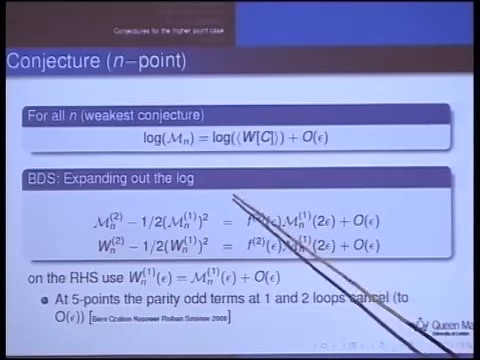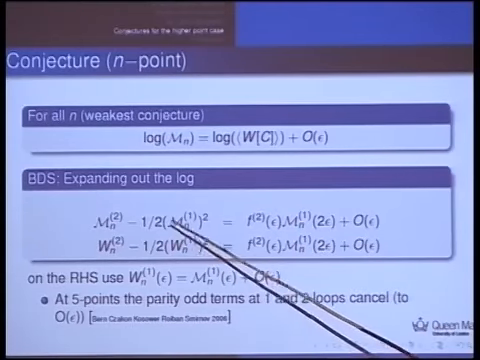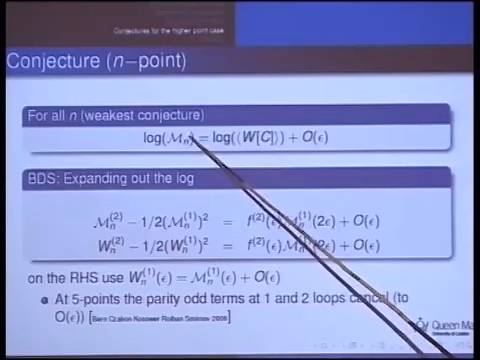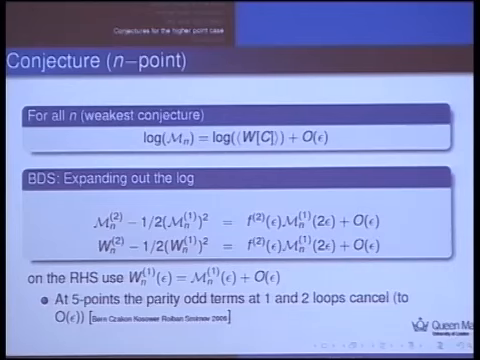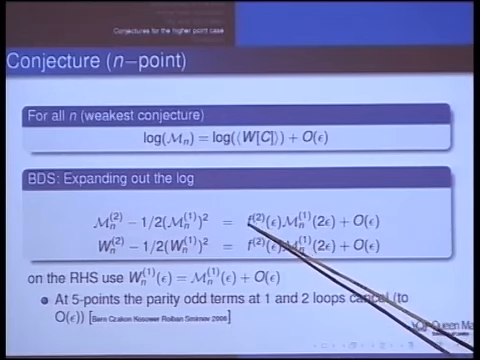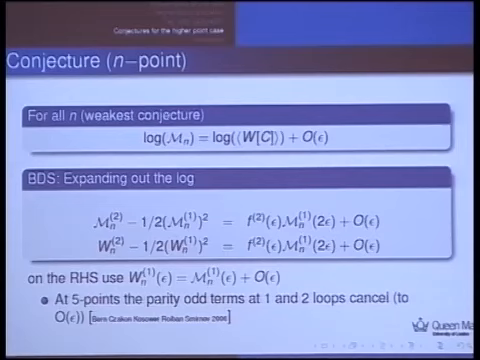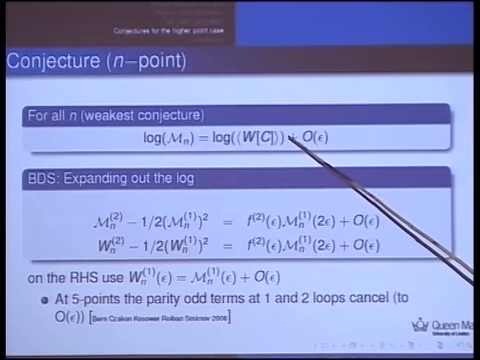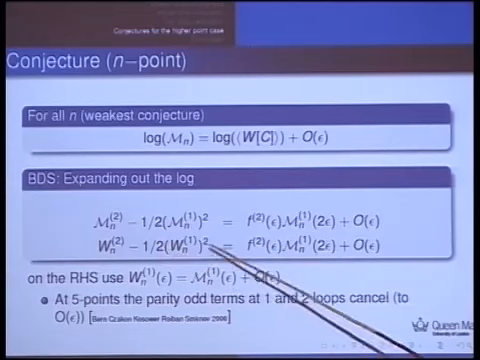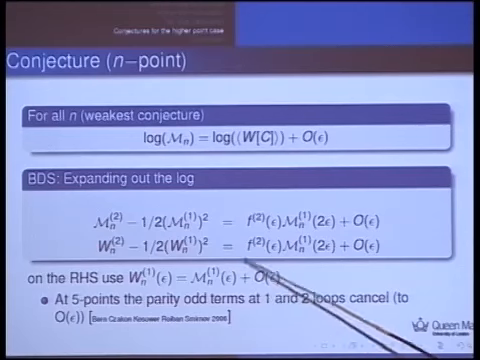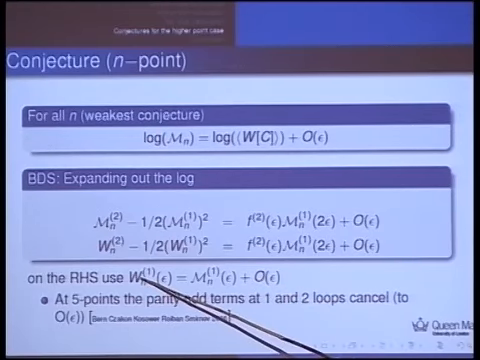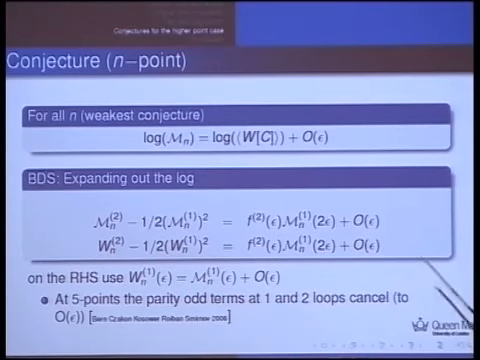Let's see what consequence it has at 2 loops. At 2 loops, if you expand out this log, you get this combination, m2 minus a half m1 squared. And the BDS conjecture says that that's equal to this right-hand side. So this weaker conjecture would say that the Wilson loop has the same right-hand side, where one could also replace this with the Wilson loop, because the Wilson loops and the amplitudes are equal up to order epsilon.